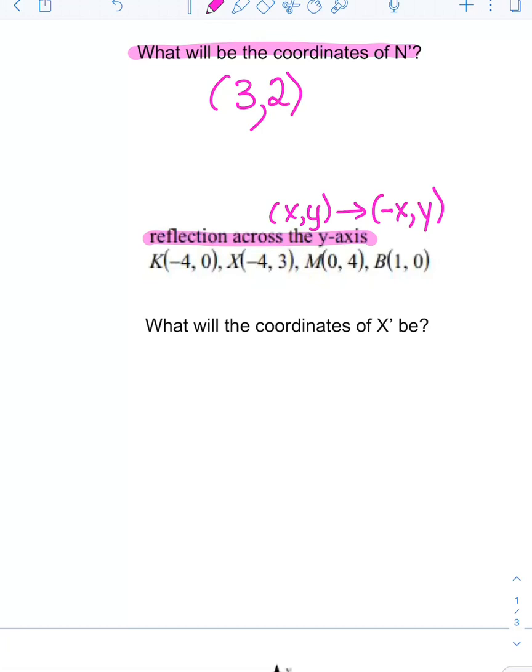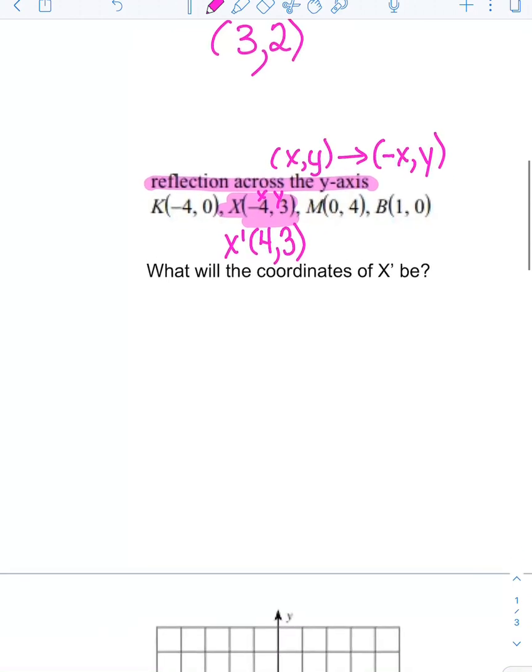So then it says, what will the coordinates of x prime be? So guess what? I only need to do that for x. So x prime, change the sign of x. Remember, this is xy. What's the opposite of -4? You make it a +4, and then leave the y alone. So that's how you would answer your questions if it only asks for one set of coordinates.